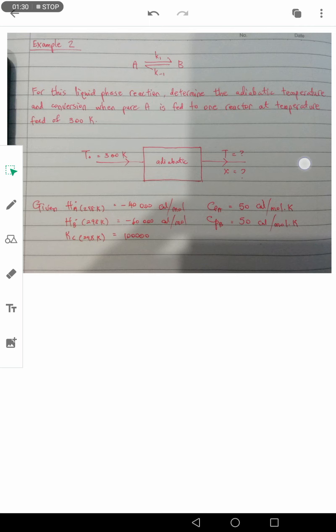So this example is quite direct actually, because this is just practice and example. Later in your final assessment the question is more open-ended, in which you have to think and find the answer through hints in the questions. Okay, then the question gives you the enthalpy for species A, for species B, and then the heat capacity for species A, heat capacity for species B, and also the equilibrium constant of 100,000.